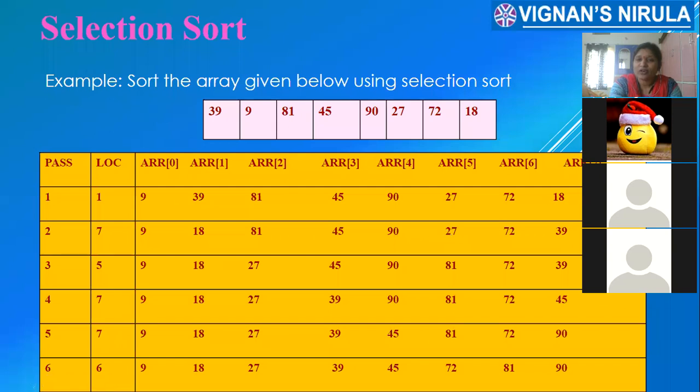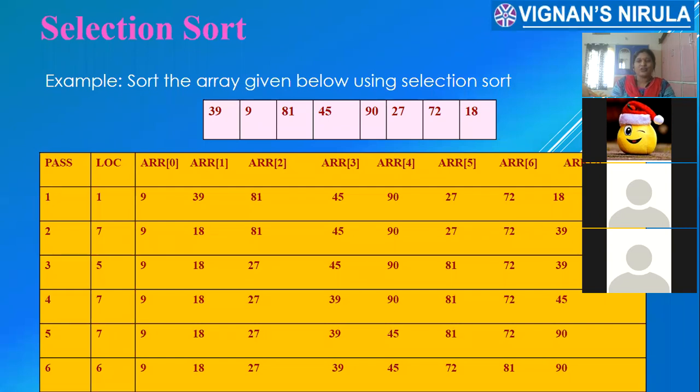27. What is your location? 5, ma'am. The location has to be changed from 2 now. Now the location becomes 5. Smallest becomes 27. Next element, 72. 72 is less than 27? No, ma'am. 39 is less than 27? No, ma'am. So what is your smallest? 27 is the smallest. What is the location? 5, ma'am.